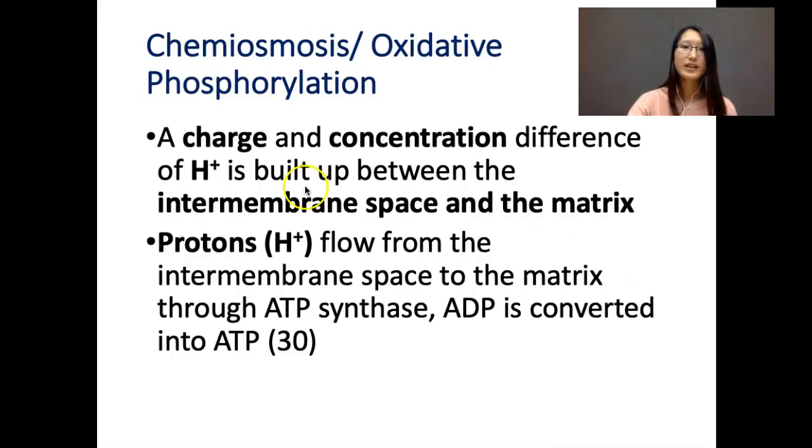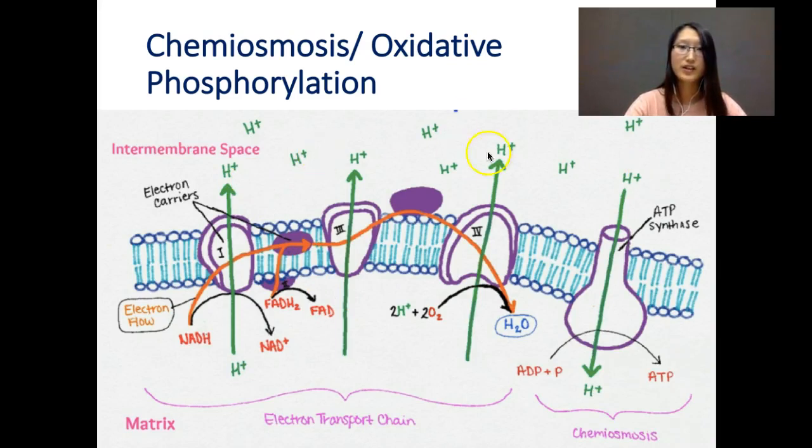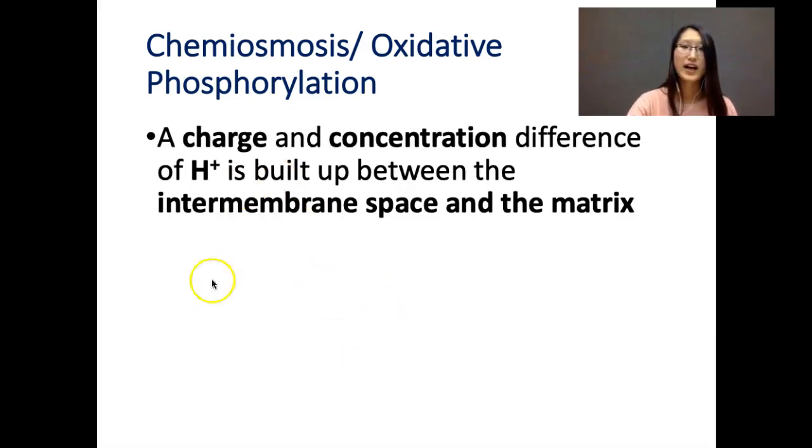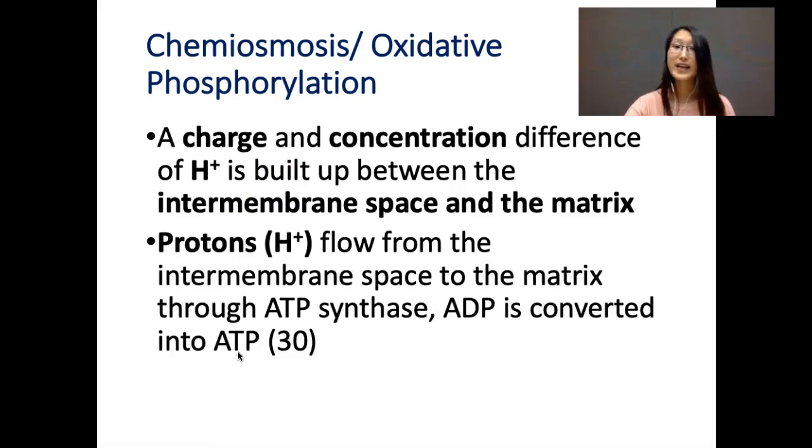Chemiosmosis, here's one more thing that we need to talk about in writing. The ATP synthase. So the charge and concentration difference, right? If you look right here, there's a charge difference. The intermembrane space is more positive than the mitochondrial matrix, but there's also a higher concentration of hydrogen compared to the mitochondrial matrix. This allows hydrogen to flow back into the mitochondrial matrix through the ATP synthase in order for the ATP synthase to spin, in order for ATP to be made.